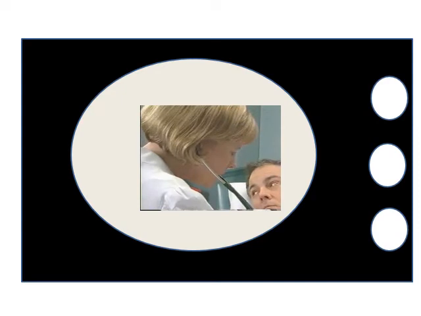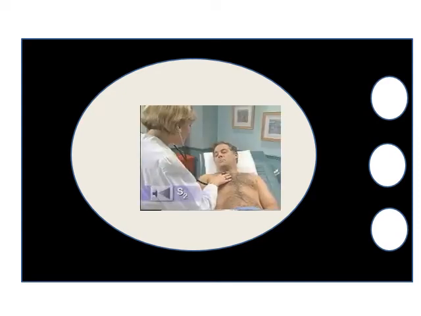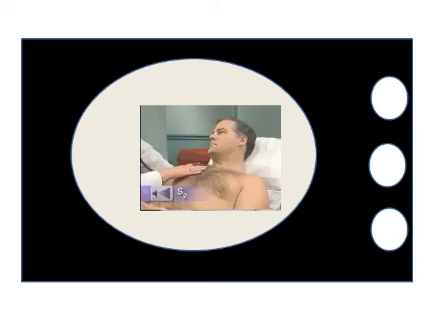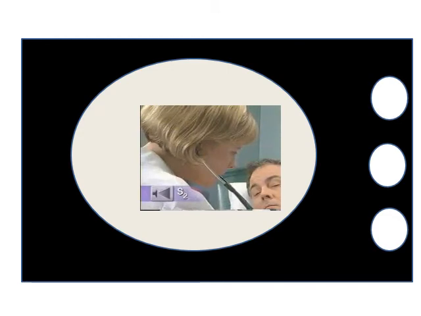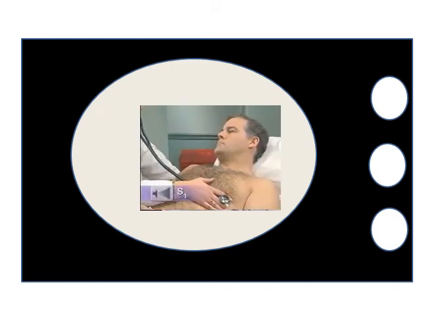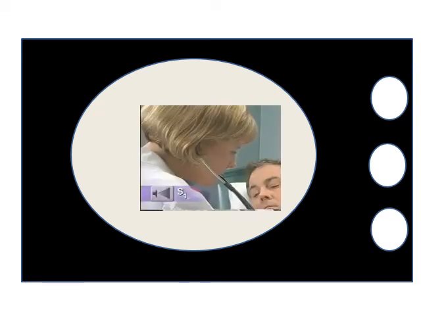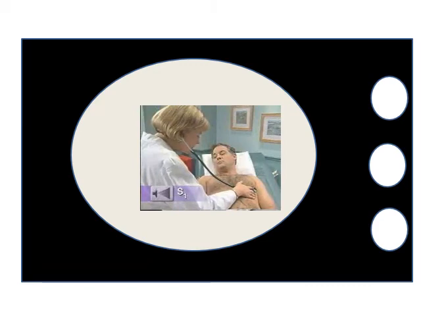S2 is best heard at the base of the heart and corresponds to pulmonic and aortic valve closure at the end of ventricular systole. S1 is best heard at the apex. It corresponds to mitral and tricuspid valve closure at the start of ventricular systole. It should coincide with the carotid pulse.